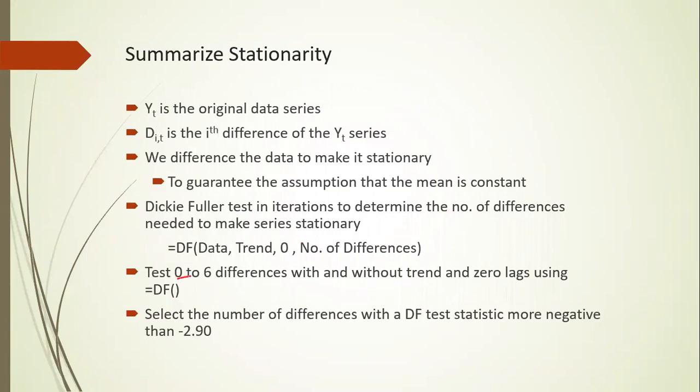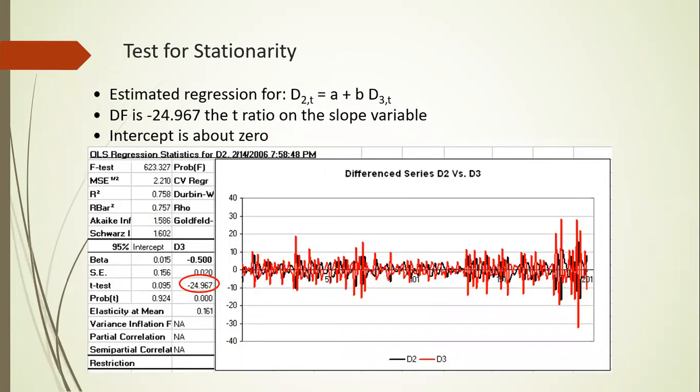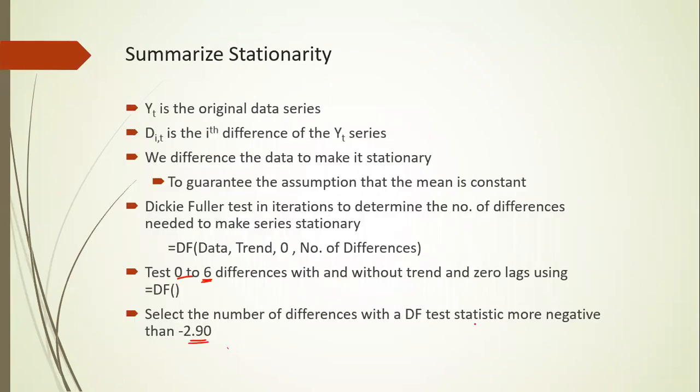As a thumb rule, we keep on checking, but just don't go beyond 6 differences. So it should be okay. Select the number of differences with a DF test statistic more than minus 2.9. So how did we arrive at 2.9? 2.9 is the 5% level of significance. Anything less than minus 2.9 makes it significant. So if there is a number of differences that helps you achieve values lower than minus 2.9, then that makes it statistically significant.